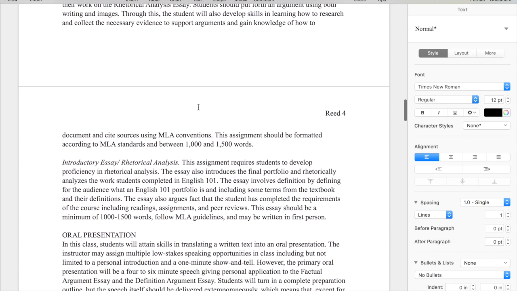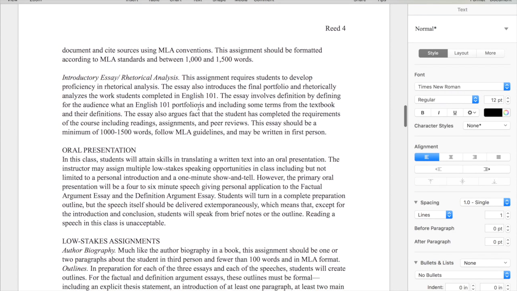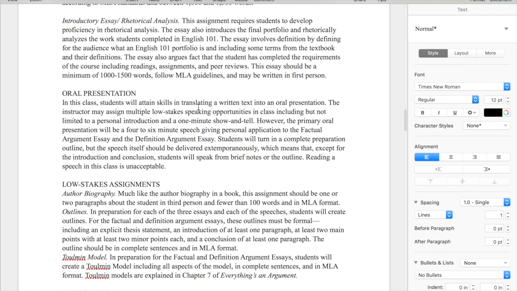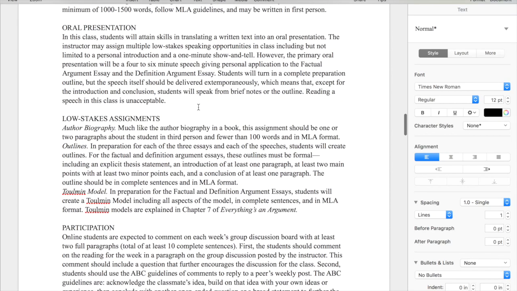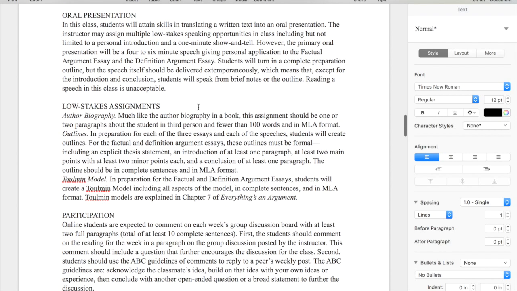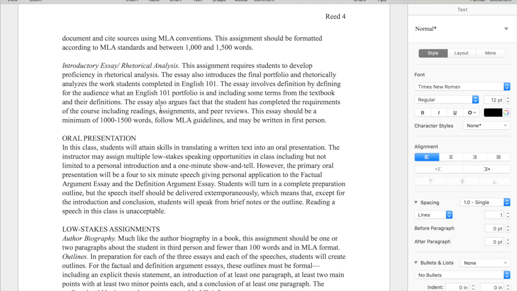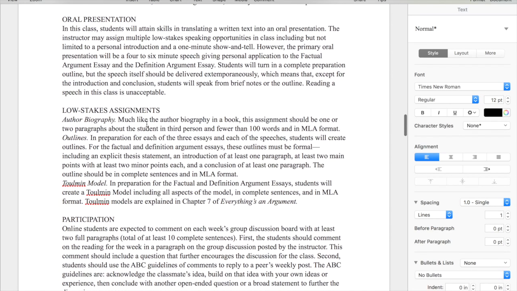Then you'll have an introductory essay, which can also be a form of rhetorical analysis in that you go back and you look at the things that you wrote this semester. That introductory essay will be featured as the beginning part of your portfolio, your final portfolio. You will not only give me an oral presentation of your author biography, but you will also present your definition argument essay. Those will be in a video format.